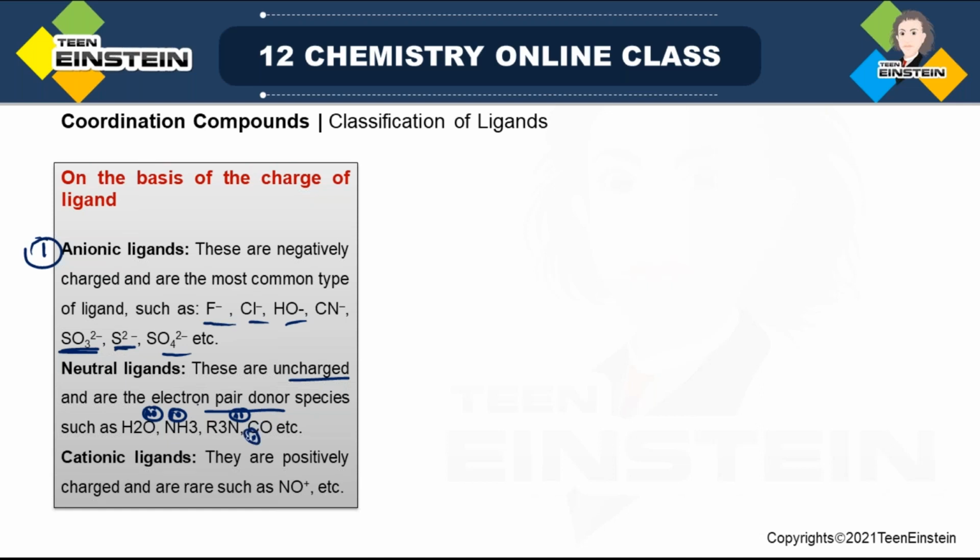And there is a rare category which is not very common. Actually, it is not common at all, and that is cationic ligand. There is one particular good example under this category, which is nitrosyl, NO plus.